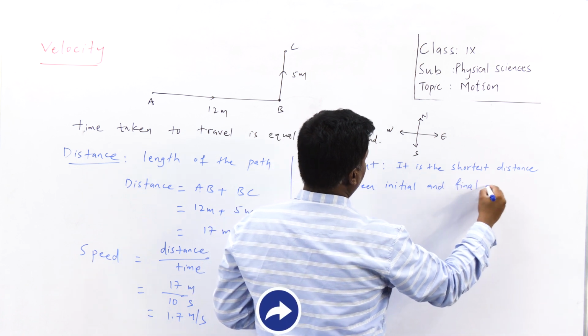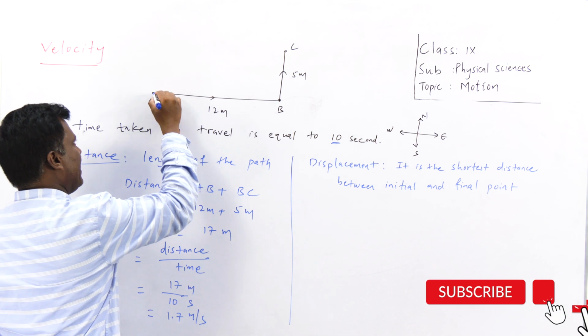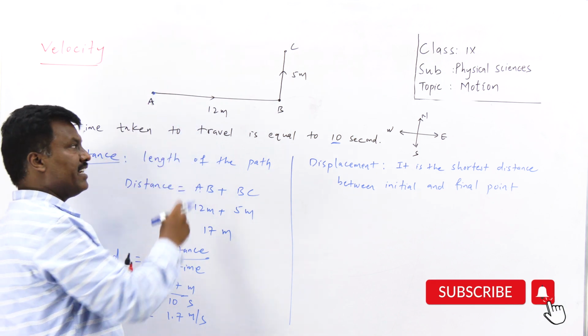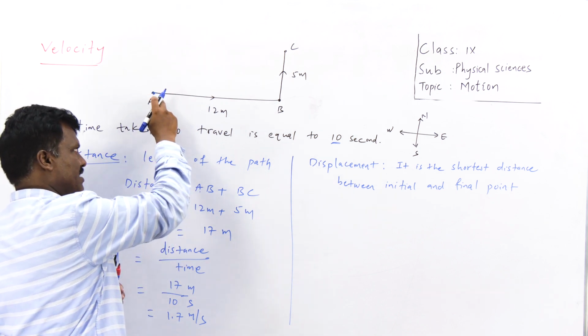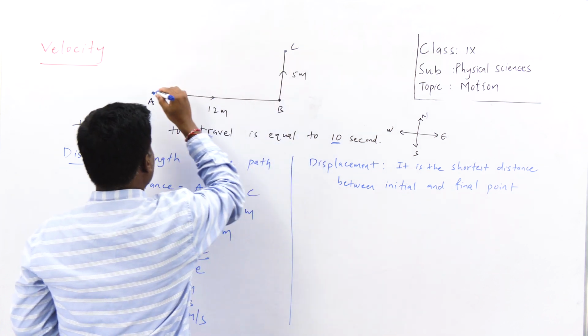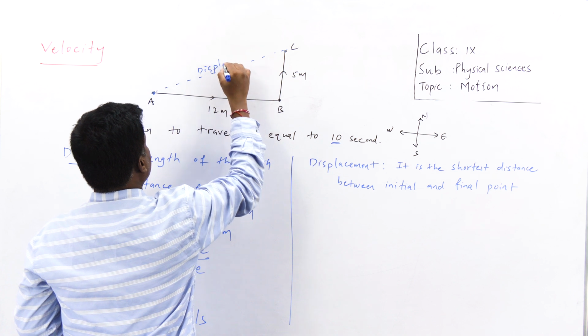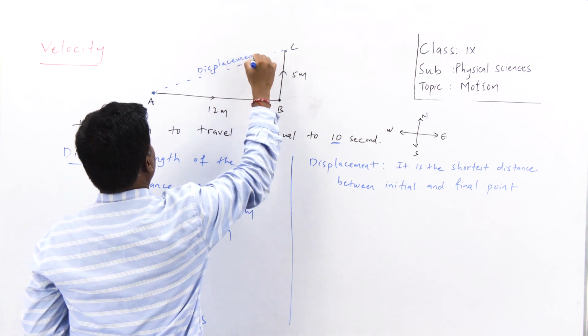What is the initial point here? A, where he started the journey. So this is the initial point. Where does he end the journey? C. So this is the displacement. Now this displacement we have to calculate.